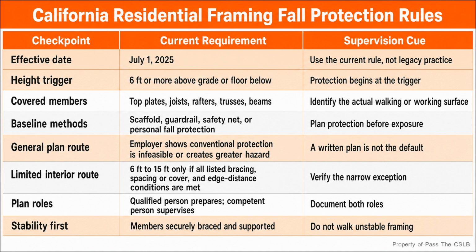Ridge board means alignment inside a tied triangle. Ridge beam means vertical load at the peak and support to the foundation. Rafter tie means outward thrust. Collar tie means ridge separation under wind uplift. Purlin means intermediate support with a continuous bearing path. 6 feet means the current residential framing fall protection trigger.